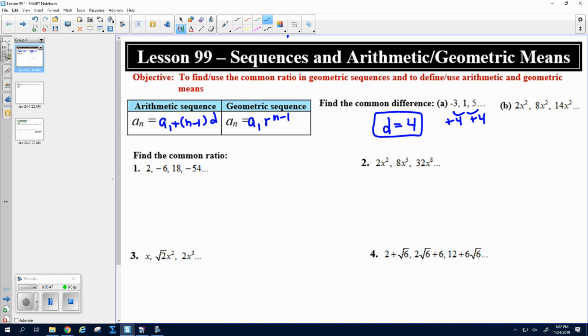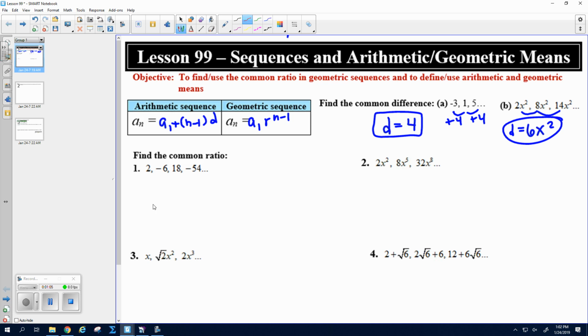And this one says find the common difference. What are we adding every time? Yep, so your common difference is 6x squared. Not just 6, right? Because you can't add 6 to an x squared term. You have to add 6x squared. Okay? All right, then we've got find the common ratio.